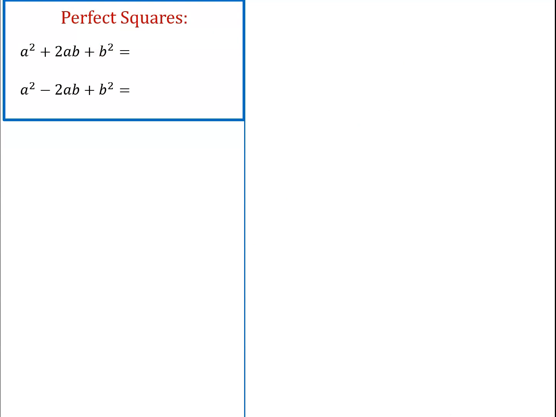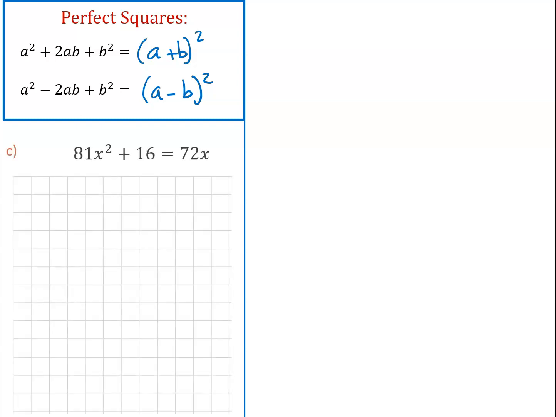Now, perfect squares. Have a look. a squared plus 2ab plus b squared. Do you remember what that is? What about the one below? a squared minus 2ab plus b squared. Well, hopefully you remember that it's equal to this: a plus b all squared. And the one down the bottom is a minus b all squared. And if you've forgotten that, perhaps write it a few times until you remember it, because that's one of those useful rules, useful formulas. It's so good to know.